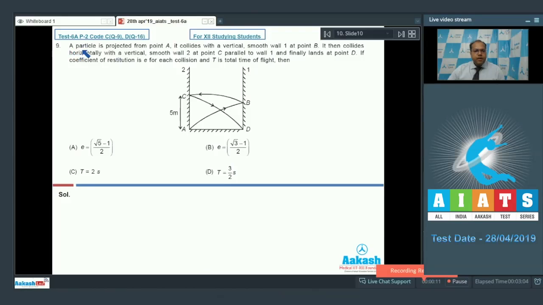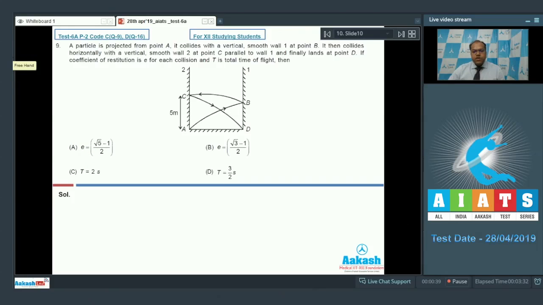In question number 9, a particle is projected from point A. It collides with a vertical smooth wall 1 at point B. It then collides horizontally with a vertical smooth wall 2 at point C, parallel to wall 1, and finally lands at point D. If the coefficient of restitution is E for each collision and T is the total time of flight, then we have to find out the value of E and T.